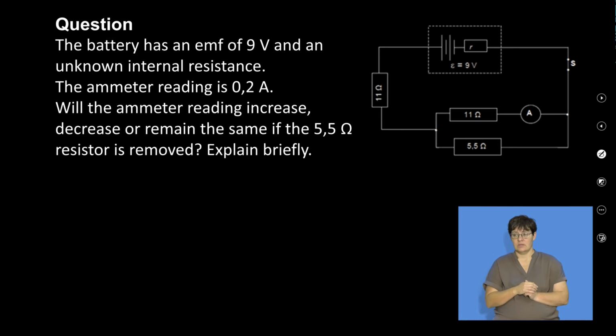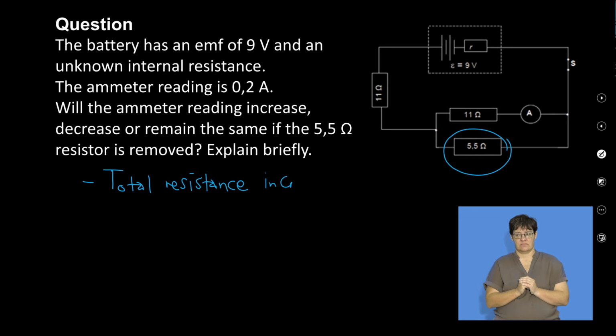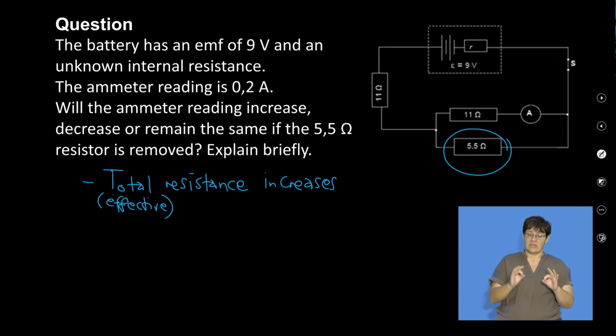So if we remove this 5.5 ohm resistor, what does that do to the effective resistance? Number one, the total resistance will increase. Why? The reason the effective resistance increases is because now we have no resistors in parallel, while adding resistors in parallel decreases the effective resistance. The total resistance we're talking about is the effective resistance. Take note of that.